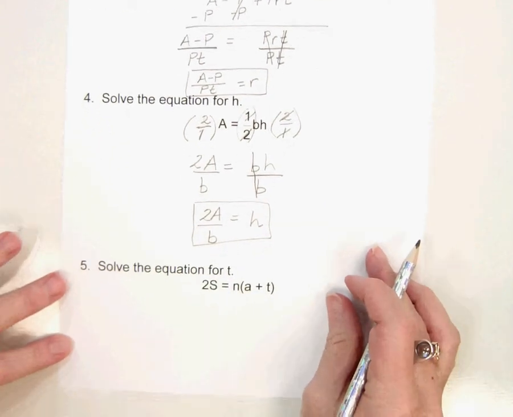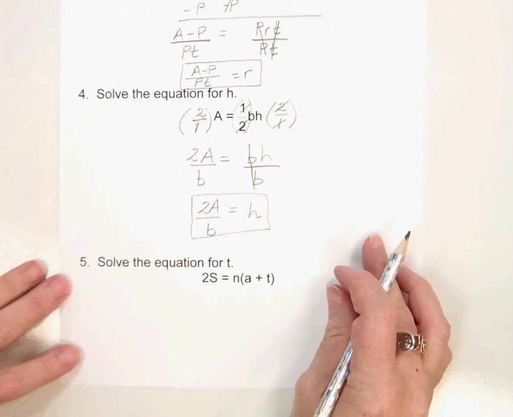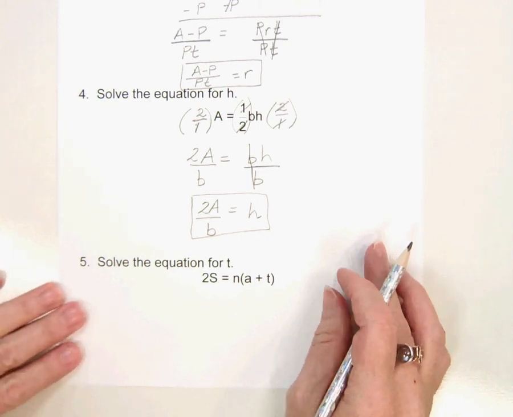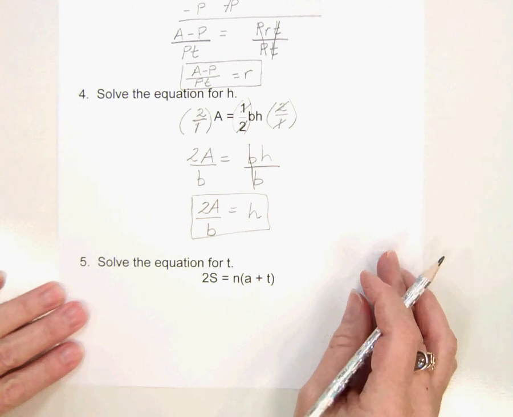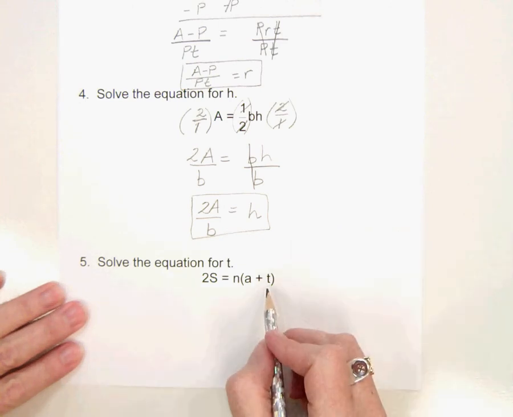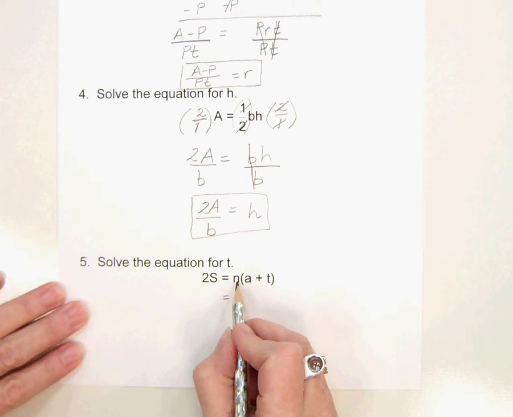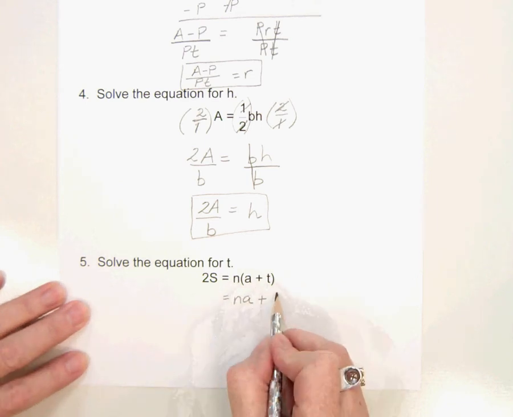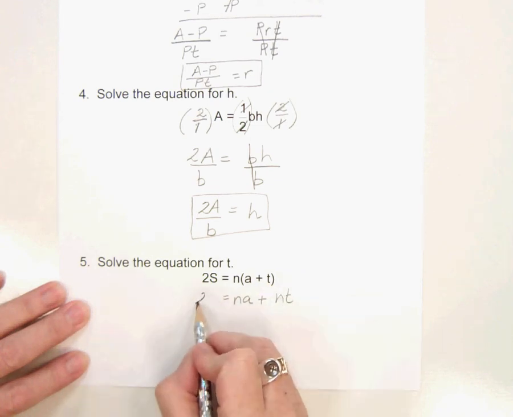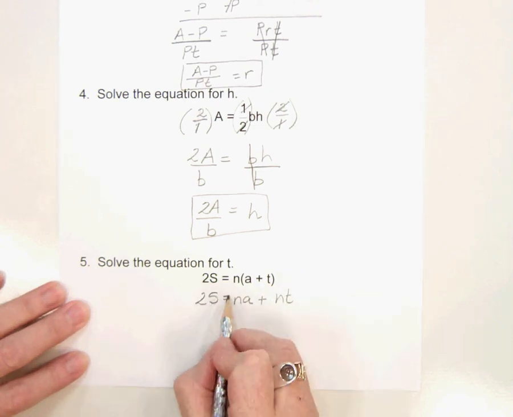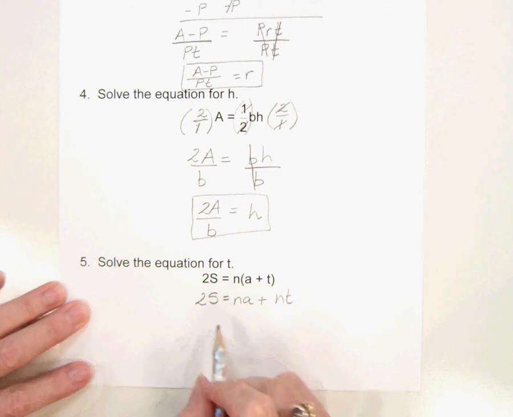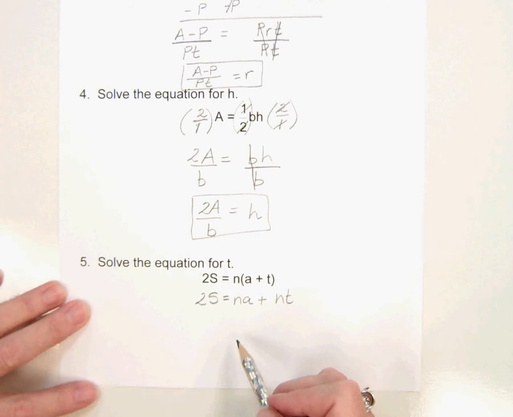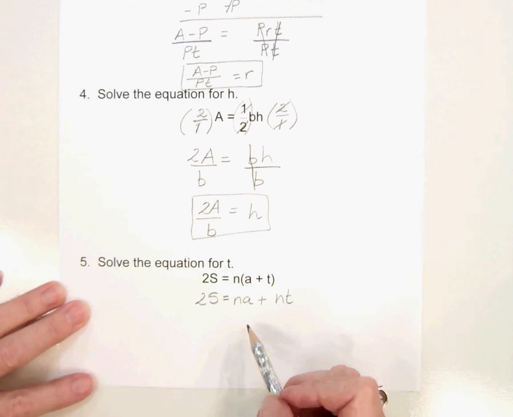Let's try number 5. This one looks a little bit like number 3, where we have a set of parentheses on the right side of the equation. Since T is inside those parentheses, we're going to need to distribute the factor N, the N times the A, and the N times the T. And on this one, just bring down your 2 capital S on the left side of your equal sign, and then distribute your N to remove your parentheses. And then look at it for a minute. The T is what we're solving for.